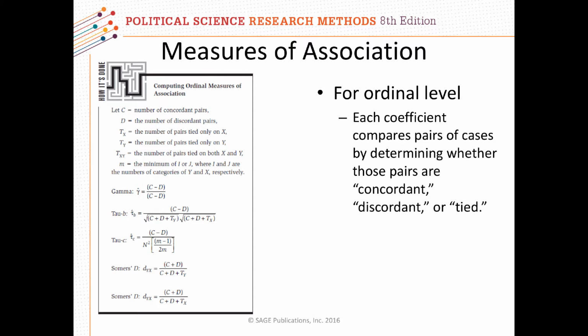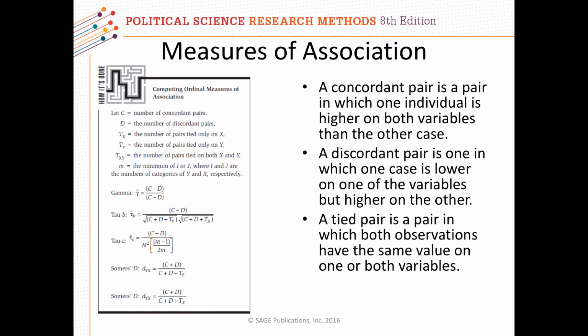So again, this is just like lambda. Gamma is a relatively blunt instrument, but it does give you some good information. So we just went over this. A concordant pair is a pair in which one individual is higher on both variables than the other case. Discordant pairs. So these are observations for two variables for the same observation, right? So an individual or a state. A discordant pair is one in which one case is lower on one variable but higher on another, and tied is a pair in which both observations have the same value on one or both variables.